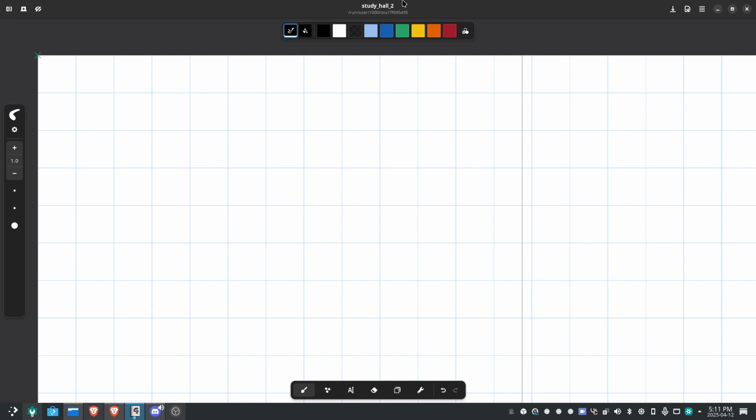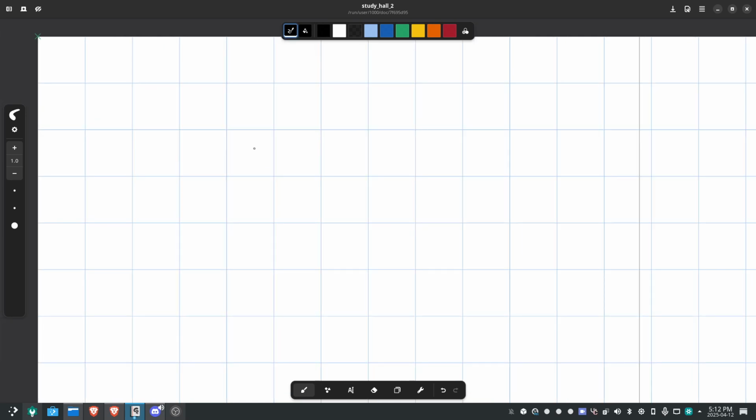So let me pull up my notes on my other screen so I can also run through them. Those are not the notes I wanted. Shoot. Okay, there you go.